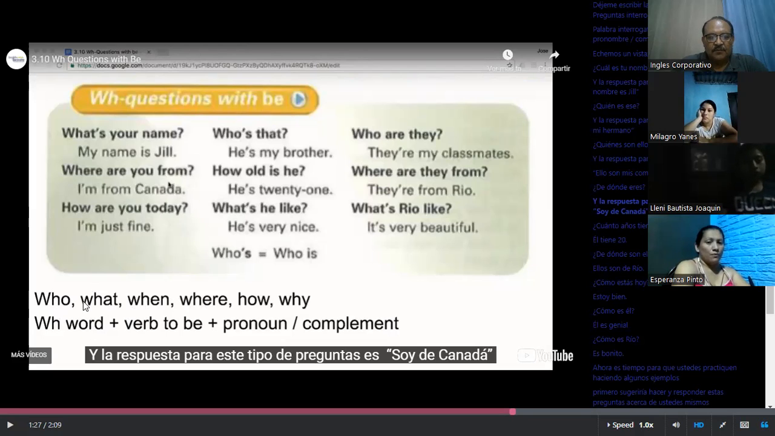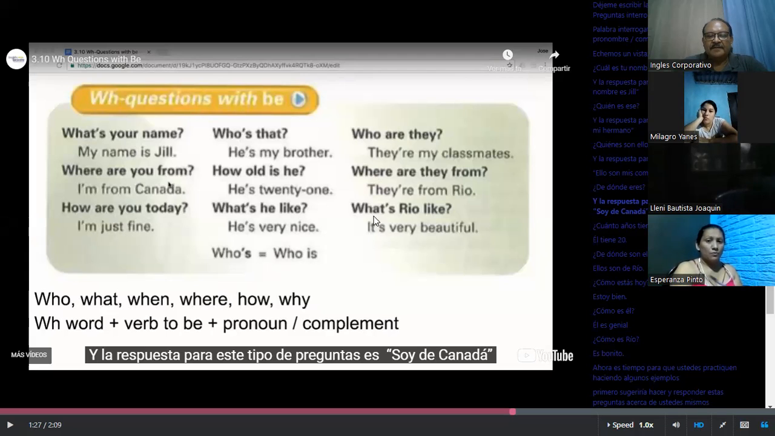Then we have who, it's what, okay? You can use what. The verb to be is, are, or am, okay? Todo dependerá del pronoun que le siga. For example, who are you? Okay, who are you? What is your name? Okay, what is his name? When is your birthday? When are you coming to visit your mother? When are you going to visit your father? Okay.